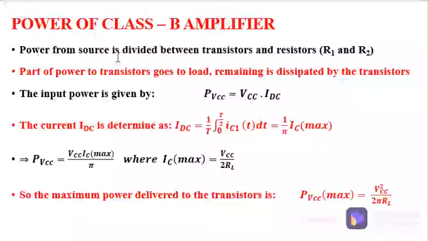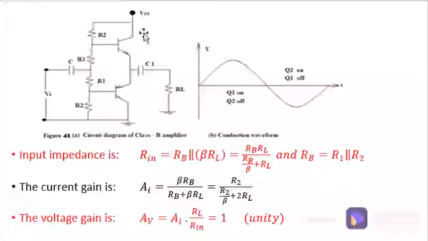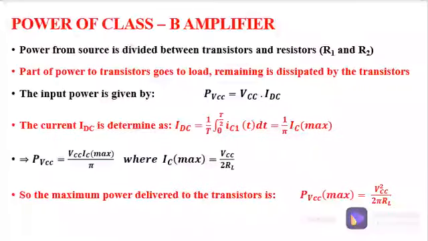The power from the source, that is our VCC that we have seen previously, is now divided between two transistors, R1 and R2. As we have seen, each of the transistors has its own R1 and R2. This is R1 and R2 for this transistor, and this is R1 and R2 for this transistor. So the power from the source is divided between these two resistors, and part of the power to the transistor will go to the load directly. Then the remaining is now dissipated by the transistor.